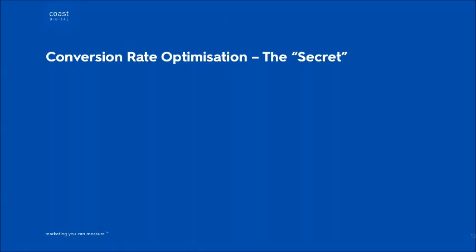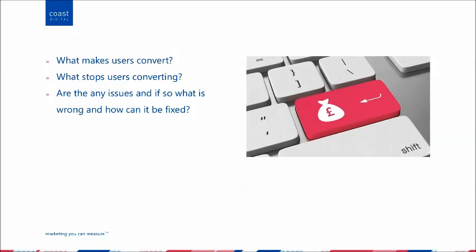So what's the secret behind conversion rate optimization? What have I told you that you only had to solve 3 questions? And these questions are, what are the factors that make users convert? What are the factors that don't make them convert? And what issues are users faced with, and how can we fix these? Because in all honesty, that's all that matters. If you get this right, then you will have a high converting website.